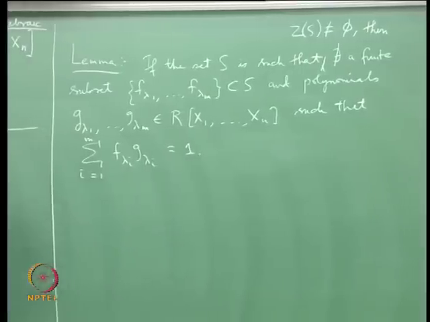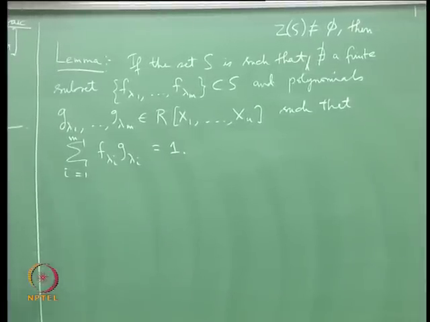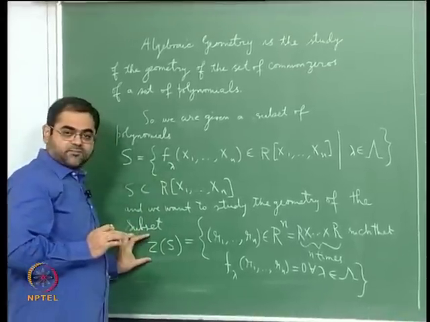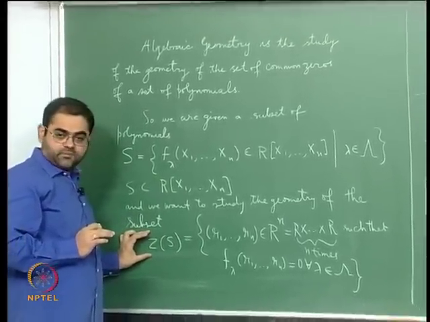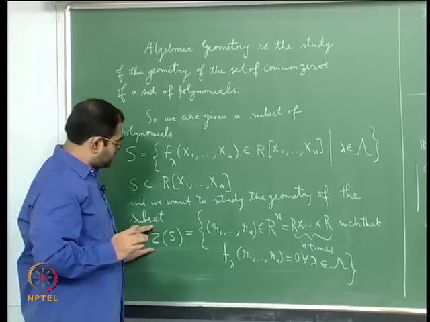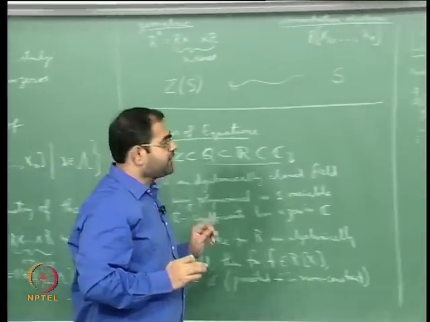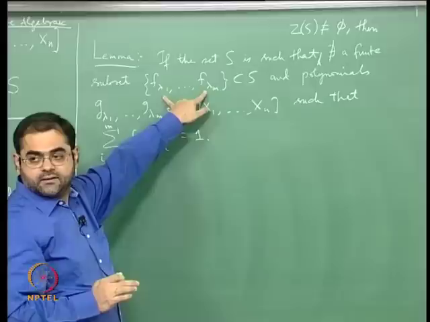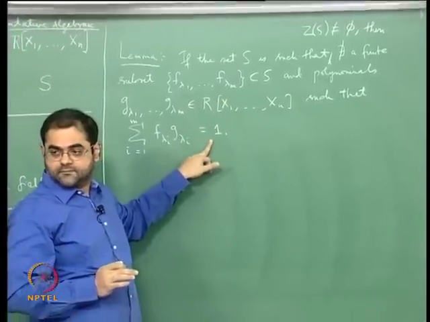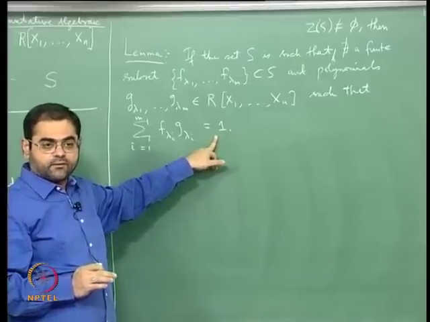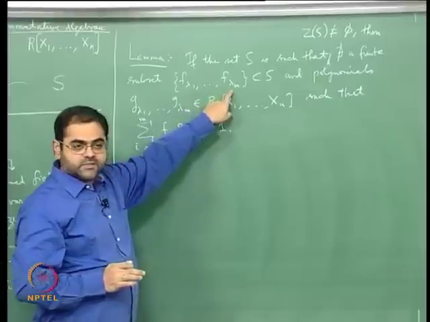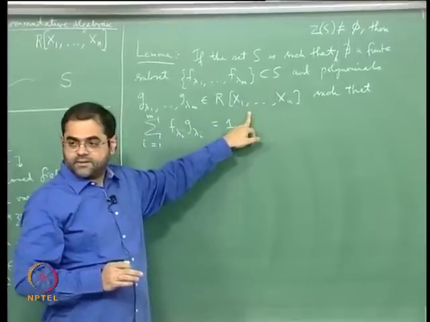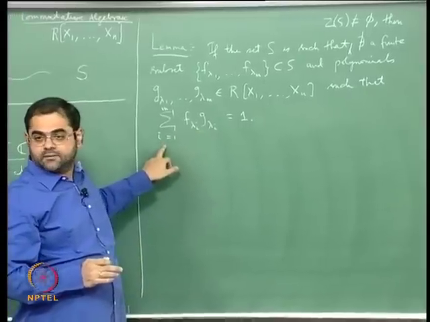The whole point is that we are trying to study this set of common zeros. We don't want that to be empty. And the statement I'm making is that if it is non-empty, then no finite subset of S can generate 1. That means you cannot get finitely many elements of S and finitely many polynomials from the ring of which S is a subset, such that you multiply them and add them, and you get 1.